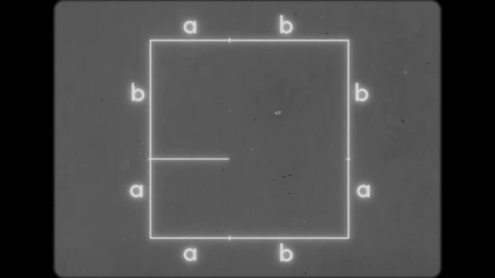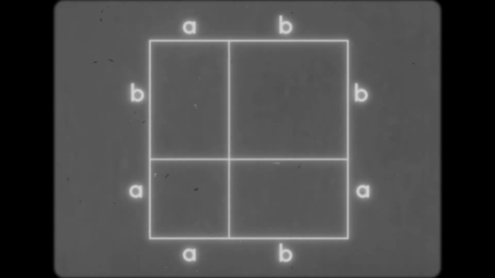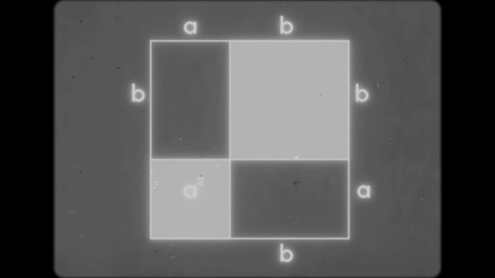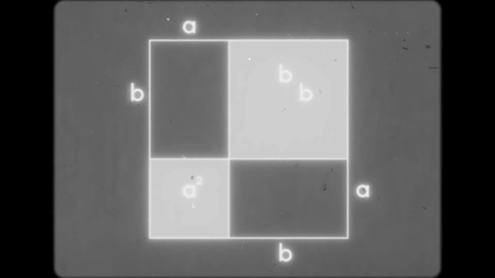Thus, if we connect these junction points, we will get two squares. One with the area of A times A, or A squared, and another with the area of B times B, or B squared. But also, we will get two equal rectangles, each with the area of A times B.